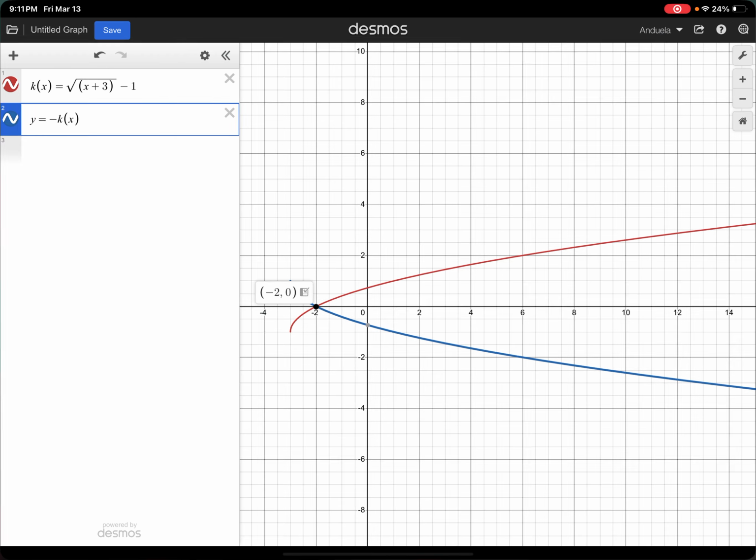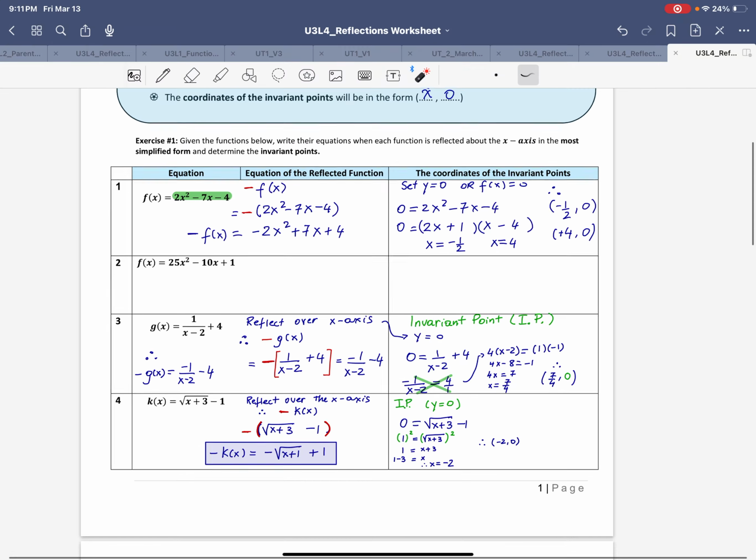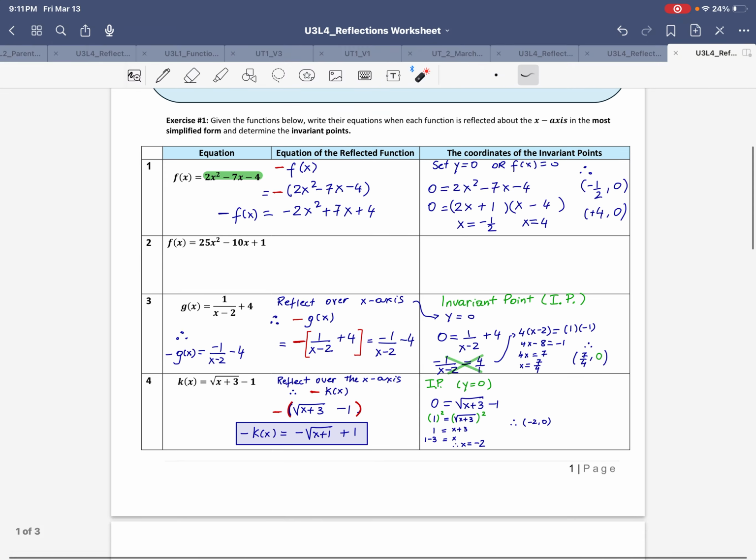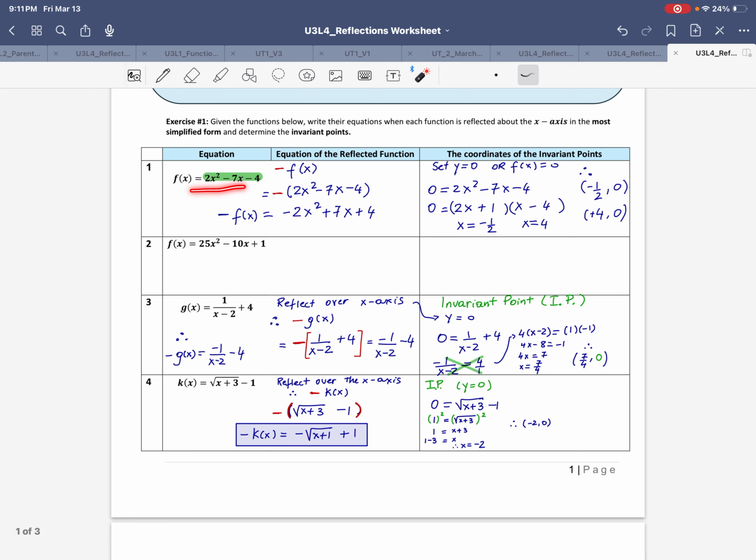Now, in the same way, you can check your answers for the other questions, for the quadratic in here, and then for the reciprocal as well.